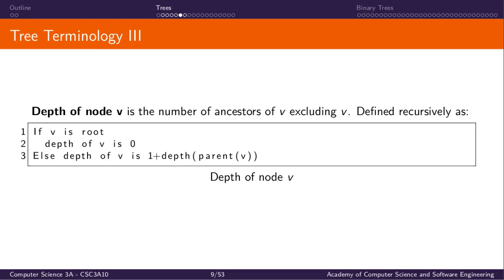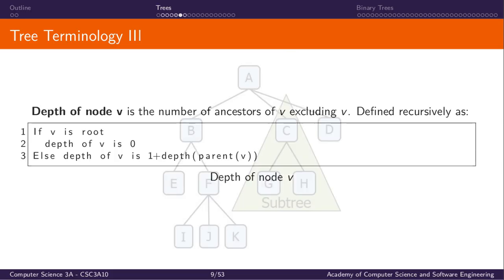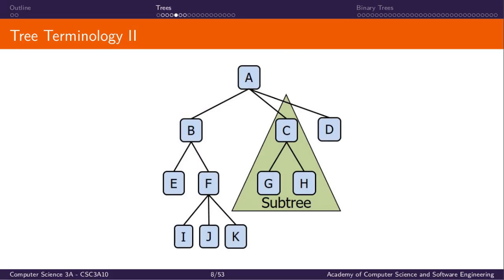So think of any of the nodes that are the children of the root. The number of ancestors of those nodes will be 1, so their depth will be 1. Let's look at our particular tree that we were looking at before. The depth of A, being the root, would be 0. The depth of B, C, and D would all be 1. The depth of E, F, G, and H would be 2. And the depth of I, J, and K would be 3. If we look at one example like J, it does indeed have 3 ancestors. So that would be its depth.